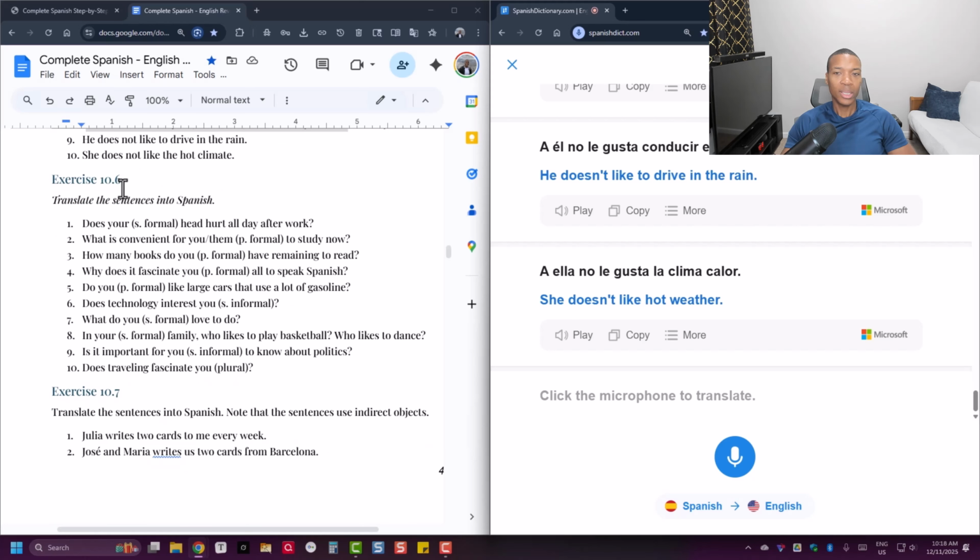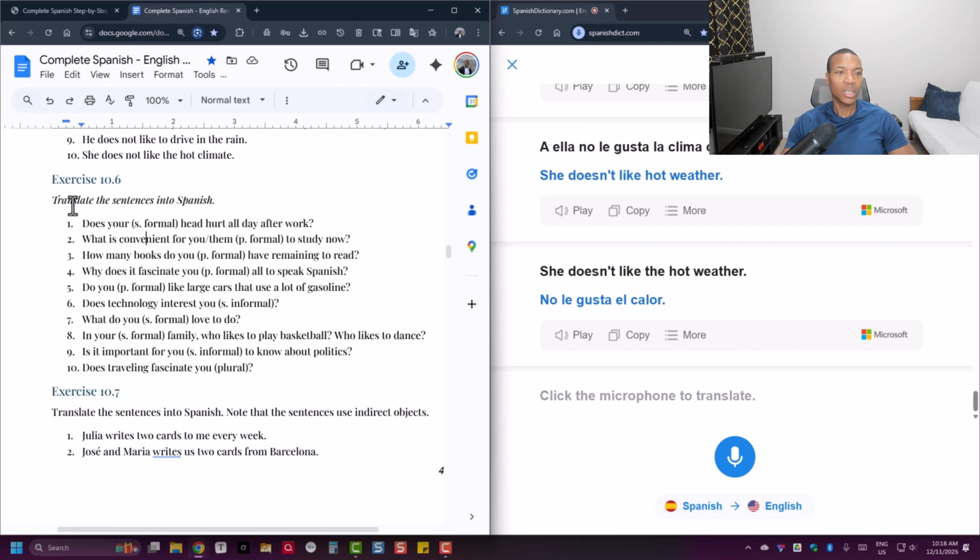Exercise 10.6. I wanna correct it. I think it's el clima. She doesn't like the hot weather. No le gusta el calor. Okay, well, let's keep going. Exercise 10.6.